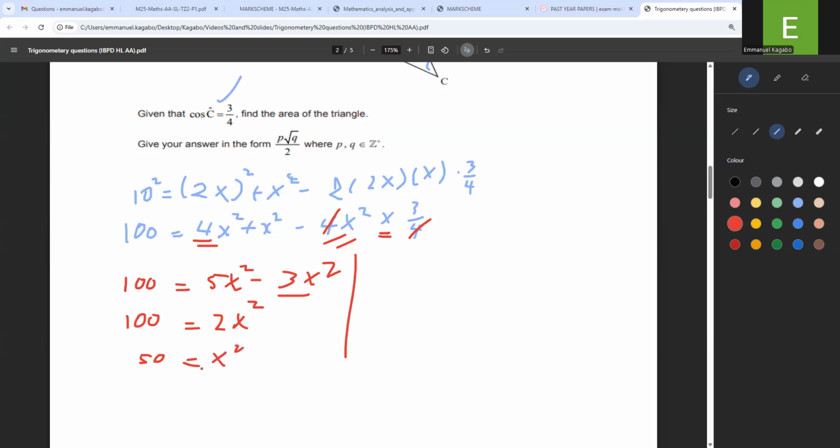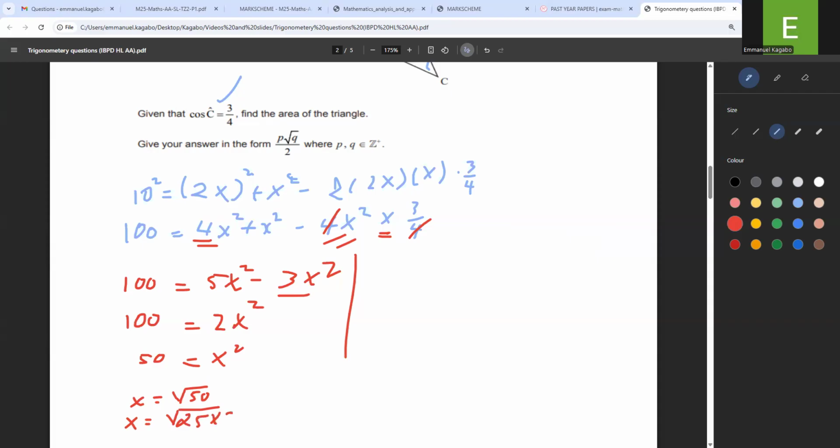Now, can I do the square root of that? So x will be equal to plus or minus square root of 50, but this is a distance, so I'll just go with the positive value because it's a distance. So x will be equal to two numbers you multiply to get 50, and one of them is a square number. So it will be square root of 25, because 25 is a square number, times 2.